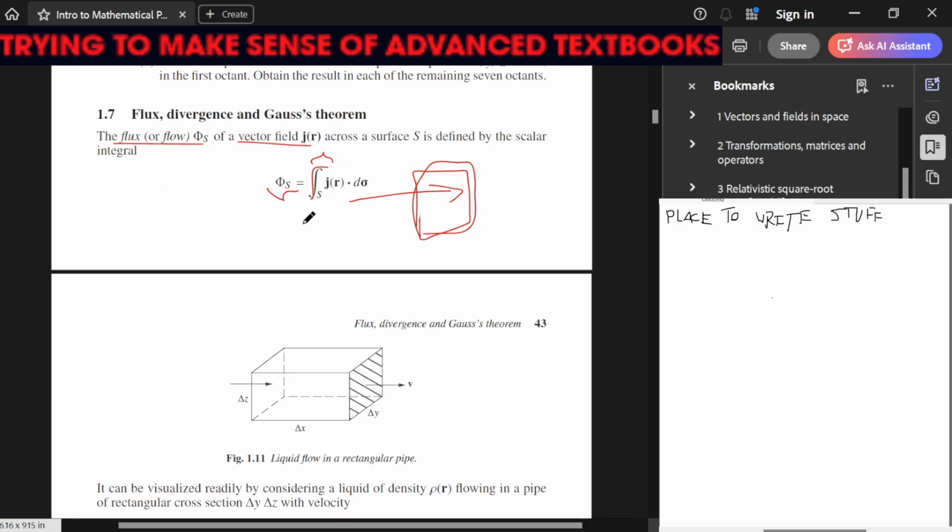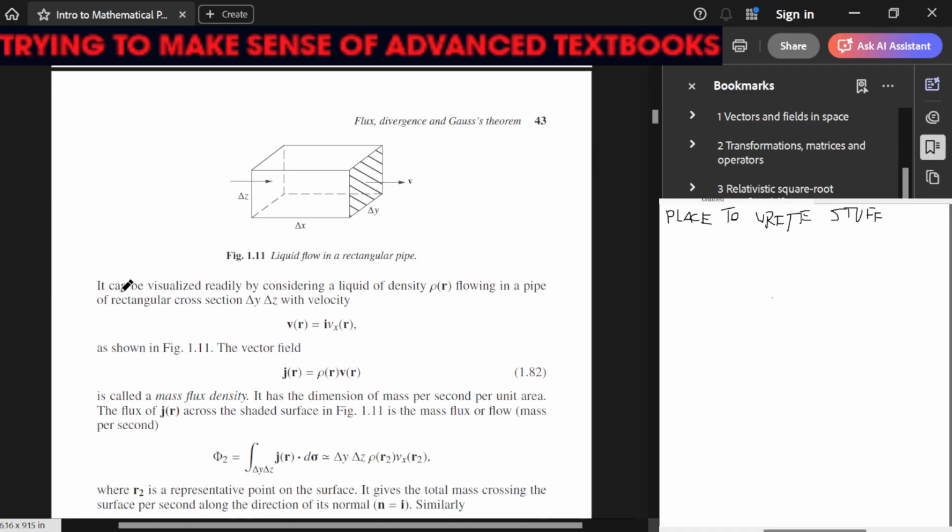So Jx multiplied by the sigma x. Is this sigma rho? I can't remember, but I think this is delta y delta z, dy dz. Jx and so on. Okay, let's just move on.